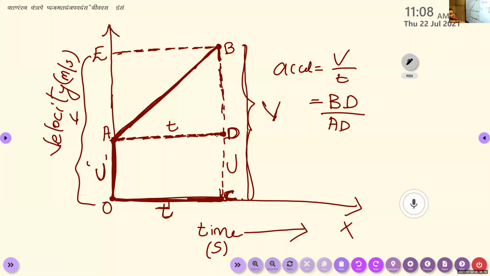Then what is the next step? We identify the physical quantities present in this graph. The portion OA represents the initial velocity U. If it represents initial velocity U, then what does the portion CD represent? Again, it represents the initial velocity U. Good. Again, the portion AD represents? Time. Then OC also represents? Time. And the side BC represents? Final velocity V. Then the side OE? It also represents the final velocity.